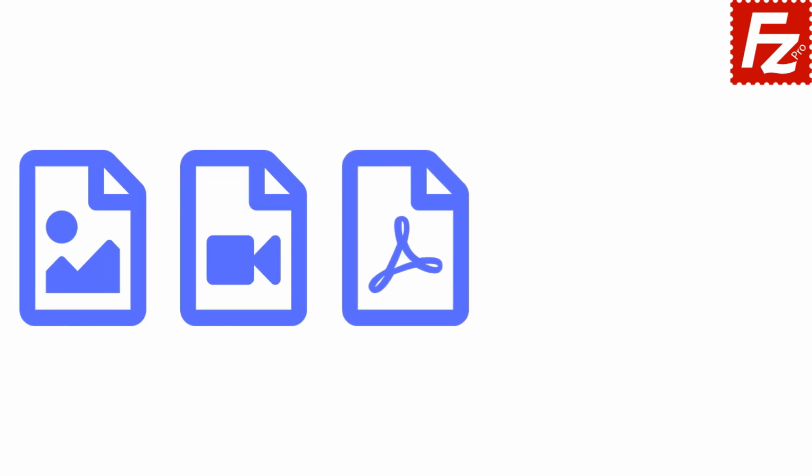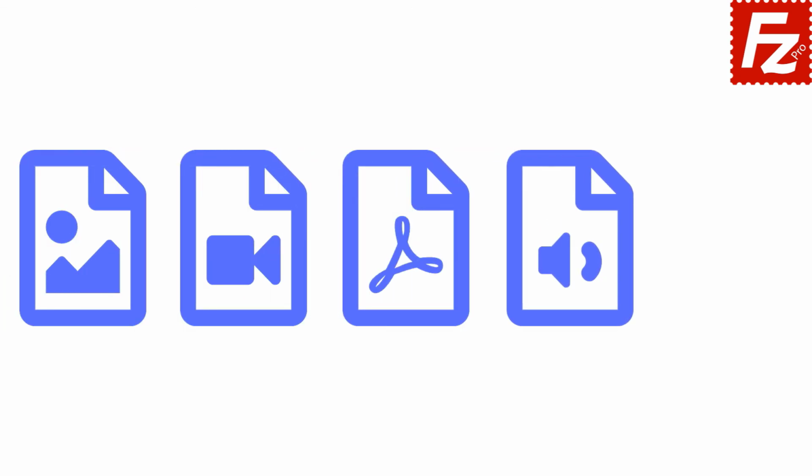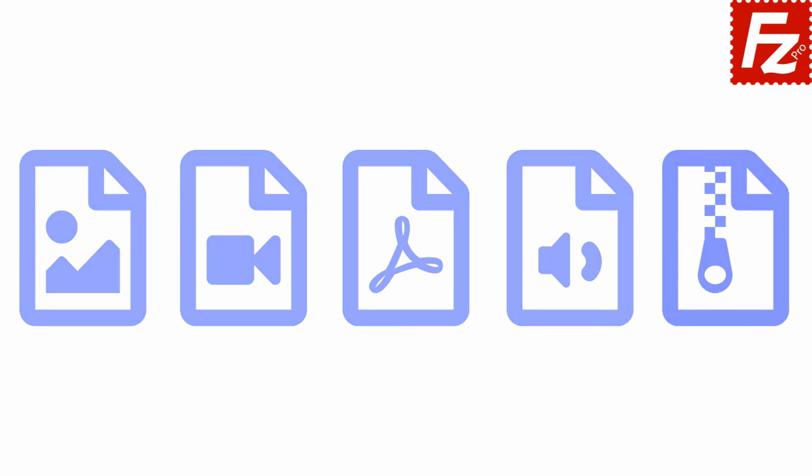In this tutorial, you will learn how to configure FileZilla Pro MIME types. MIME types are file and format identifiers used to determine how to handle a file, like text/plain to identify text files or image/JPEG for JPEG image files.